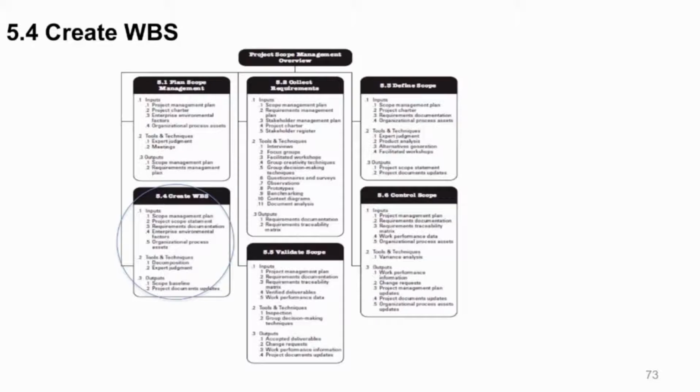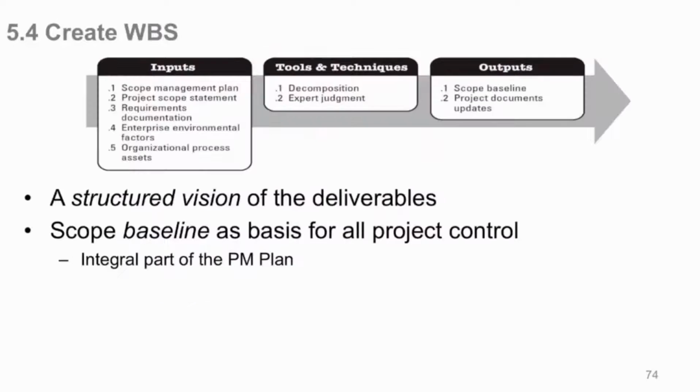Now here is the WBS. Now here's the real nitty-gritty. What exactly, and how, are we going to build those requirements and produce that deliverable? So here's your ETO. Now the WBS, work breakdown structure, is a structured vision. It's a hierarchy of the deliverables. And it is the scope baseline. It's an official baseline that you use for project control. Okay, and it is an integral part of the project management plan.